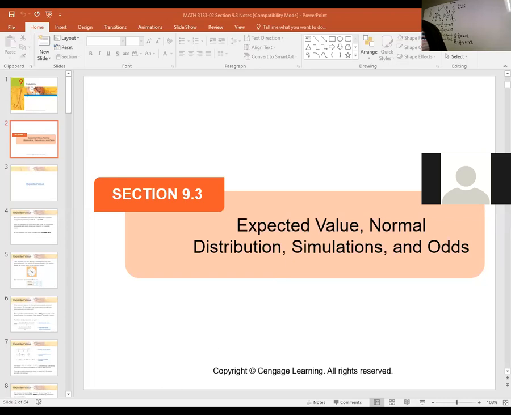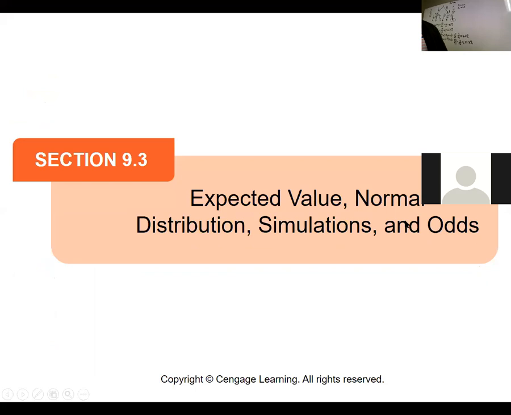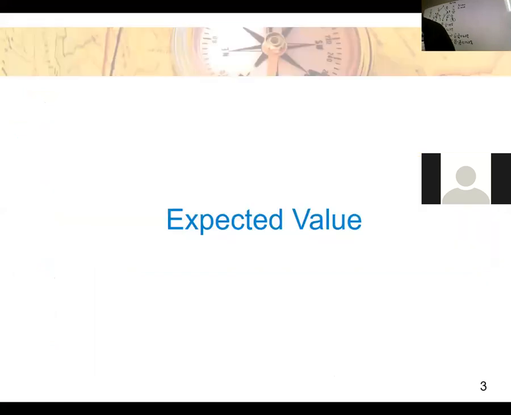Okay, so in section 9.3, we're going to look at the expected value, and then we'll look at normal distributions, well, not simulations. We're also going to look at odds: just expected value, the normal distribution, and odds. That's what section 9.3 is going to be about.